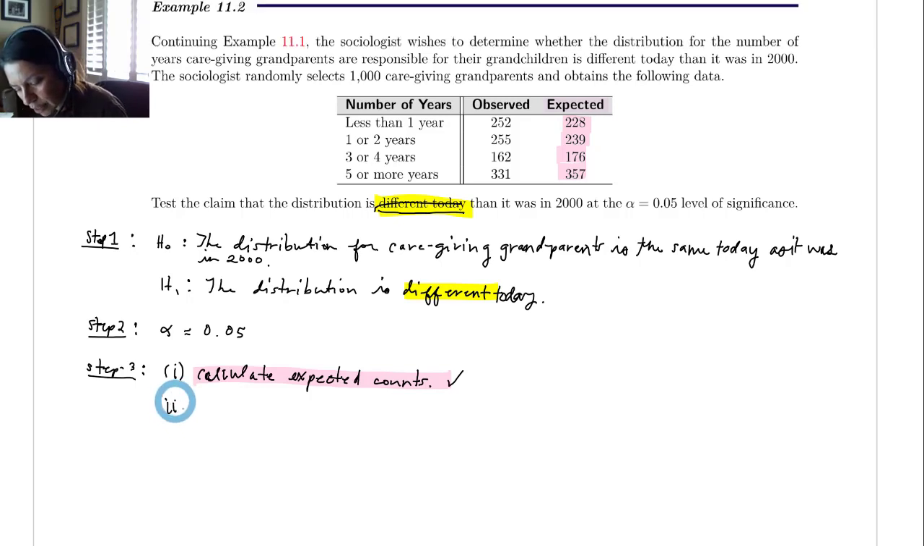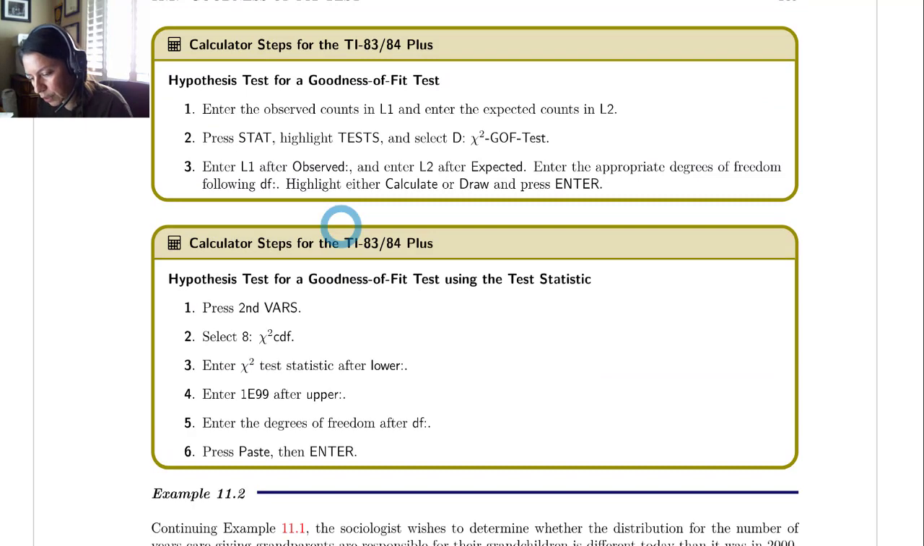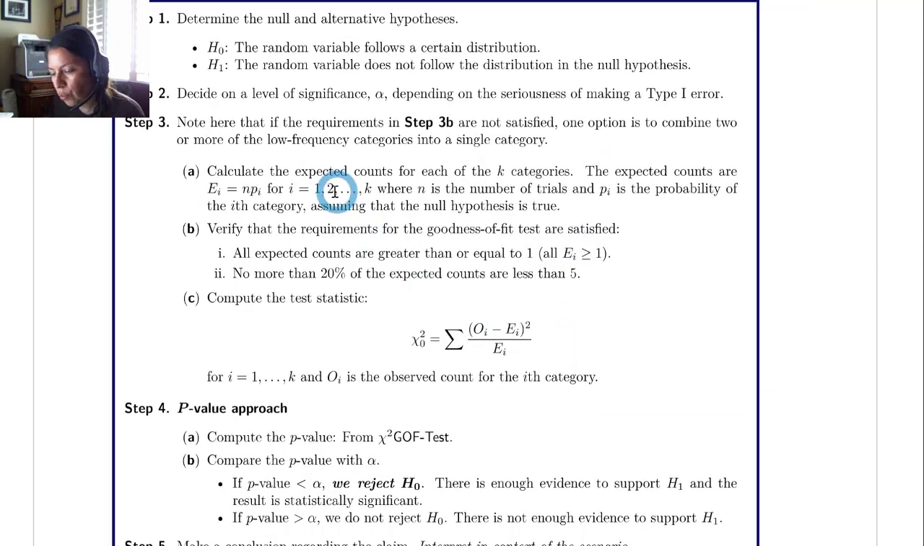The second part is meeting the two criteria, right? So actually this is A and this is B. So in the criteria, if we scroll back up, we can see that A has to be the expected counts, which we were given, and then B is verify the requirements. So we need to make sure that all expected counts are greater than or equal to 1, and that no more than 20% of expected counts are less than 5. So let's go ahead and make sure those two are satisfied.